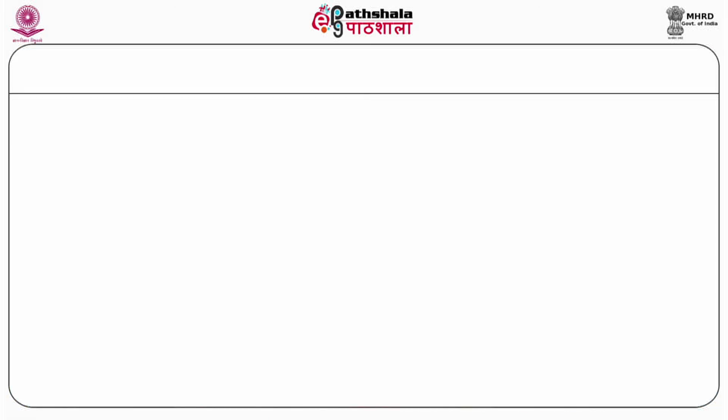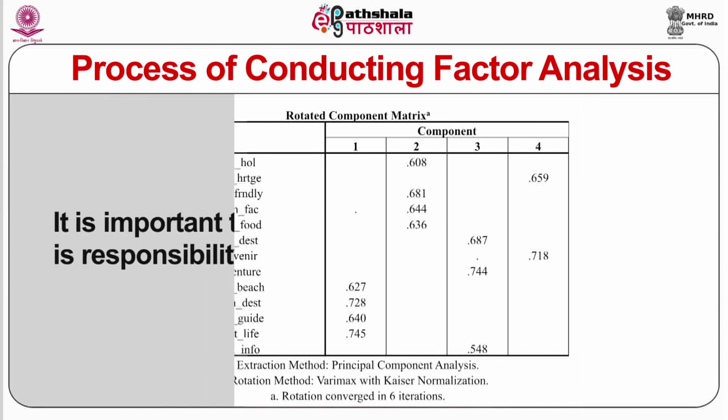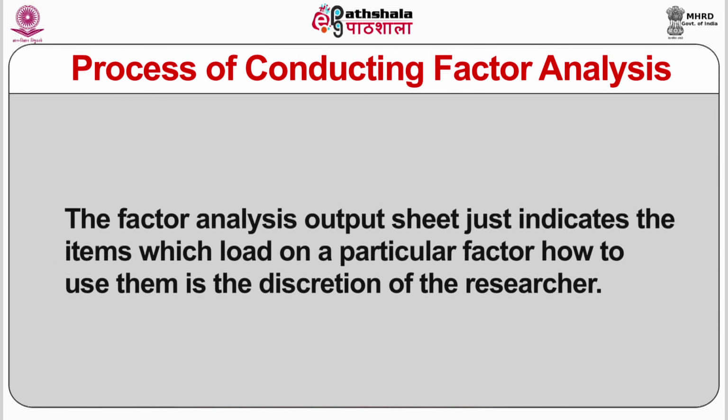This table therefore indicates which observed variables correlate to formulate latent variables. This information in turn can be used to formulate or revise hypotheses and refine analysis as part of the nature of the variables. It is important to note here that naming the factors is the responsibility of the researcher. The factor analysis output sheet just indicates the items which load on a particular factor. How to use them is at the discretion of the researcher.